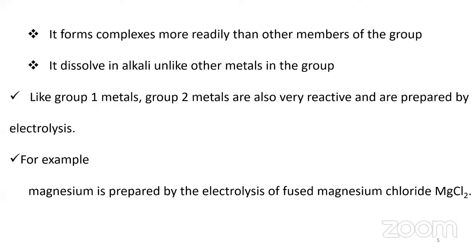We are not going to go into details of electrolysis, but just note that they are usually prepared from their fused chlorides. A good example is magnesium chloride, because during electrolysis, once you collect the metal, the chlorine usually leaves as a gas. That is why we normally use their fused chlorides, so that the chlorine can actually leave the electrolytic cell.